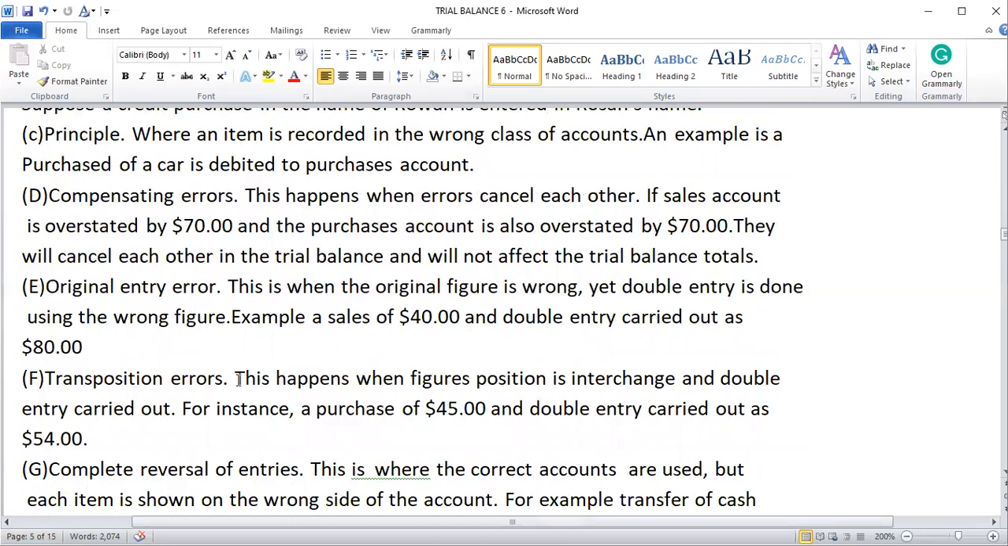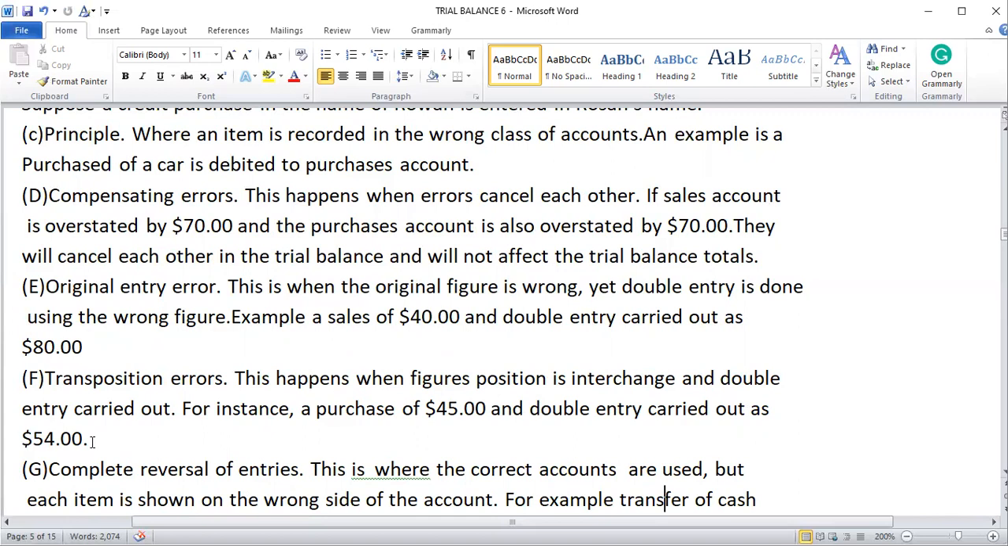So F, transposition errors. This happens when figures' positions are interchanged and double entry carried out. For instance, a purchase of $45,000 and double entry carried out as $54,000.